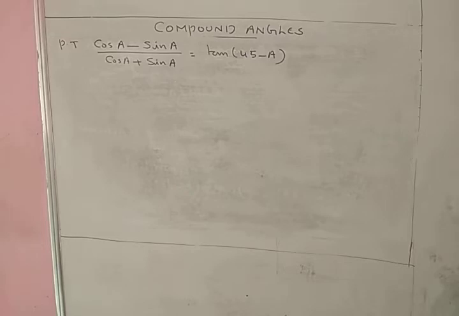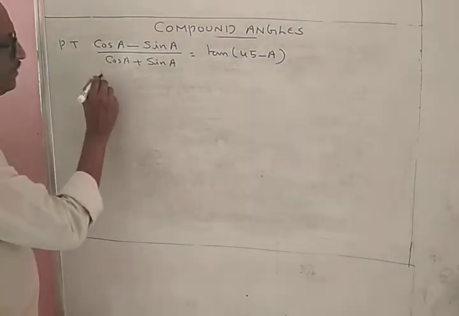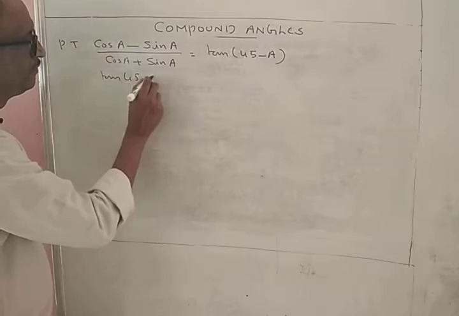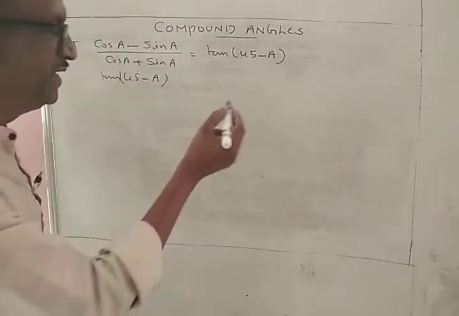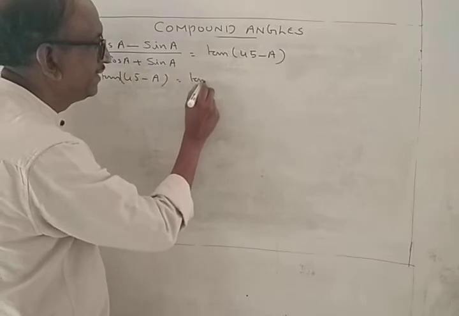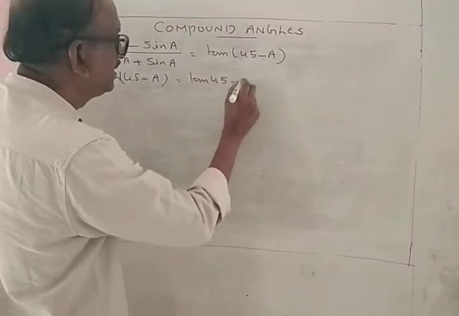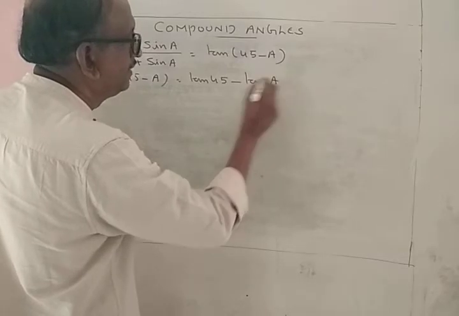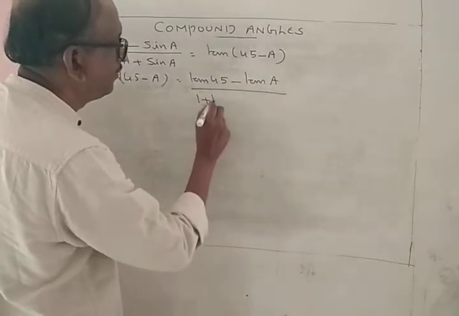Next problem, prove that cos A minus sin A by cos A plus sin A is equal to tan(45 minus A). On the right side, we know the formula for tan(A minus B). Apply the formula, then take the right hand side and simplify. Tan(A minus B) is tan 45 minus tan A, divided by 1 plus tan 45 tan A.